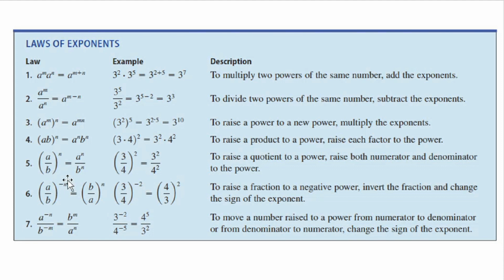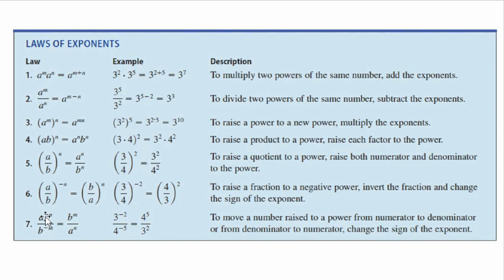And then the fifth one, to raise a quotient to a power, raise both numerator and denominator to the power. So for example here, we have a over b to the power of n. This is almost similar to number 4. That's only a multiplication on the base, and on the base here for number 5, that is in fraction form or division. So just distribute the power. It can be written now as a raised to n over b raised to n.